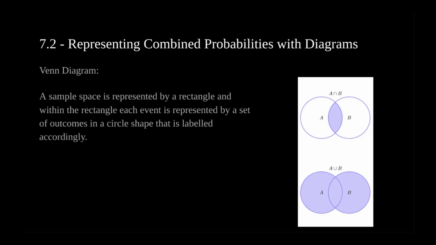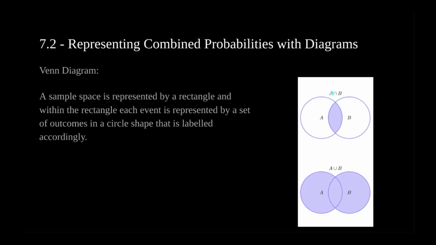This one will start off with a Venn diagram in which a sample space is represented by a rectangle, and within the rectangle, each event is represented by a set of outcomes in a circle shape that is labeled accordingly. So imagine this top one as a rectangle here, and then we have these two events, A and B.